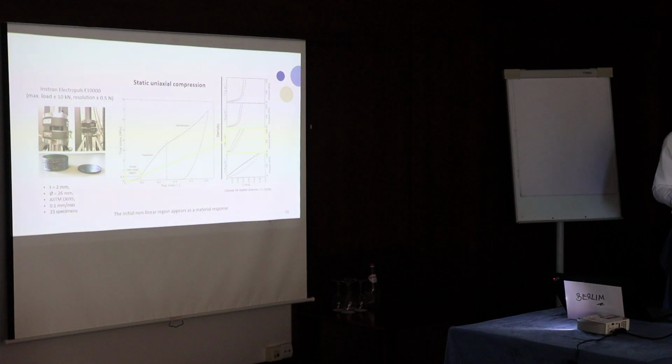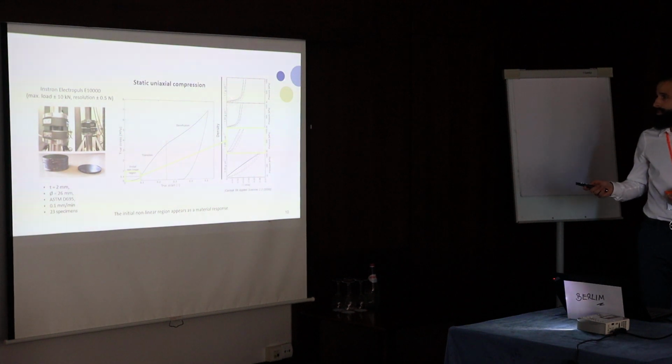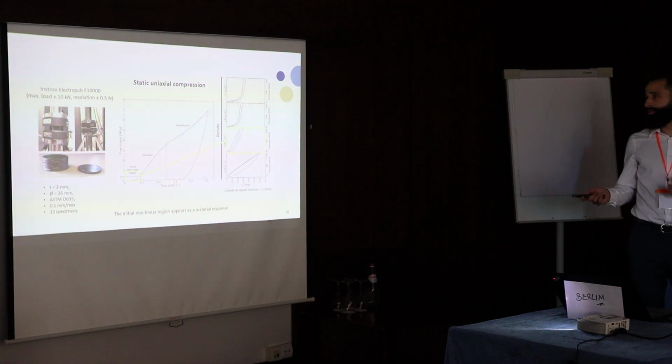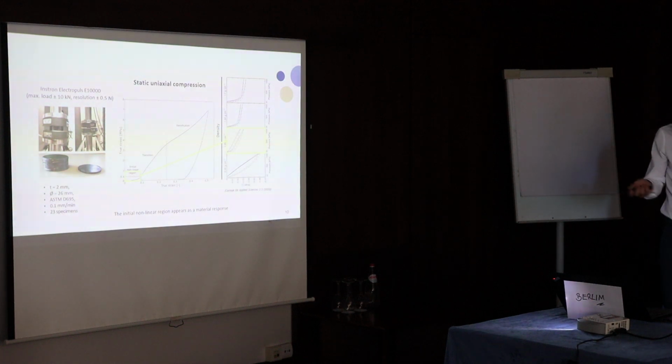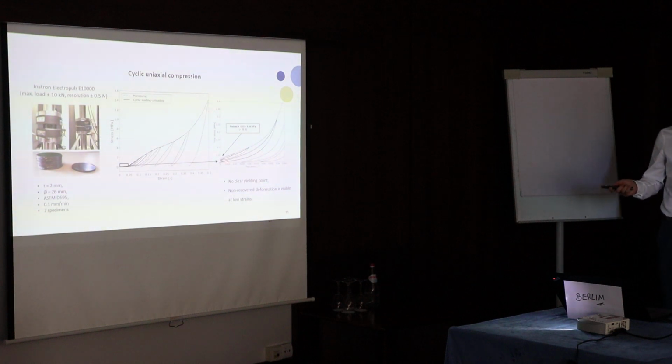An interesting part of this curve is this initial linear region, because we thought that it was a problem for the machine or the setup, but we also found a publication that was showing the same curves, and also at higher density this is even more visible. So this initial nonlinear region appears as a material response. Moreover, we also performed cyclic uniaxial compression, which is basically just loading and unloading, loading and unloading. And we noticed, as is also quite common in graphitic material, that there was no clear yielding point. Regardless of the preload, there was always an unrecovered deformation visible even at very low strains.